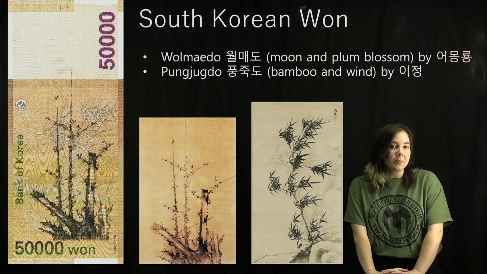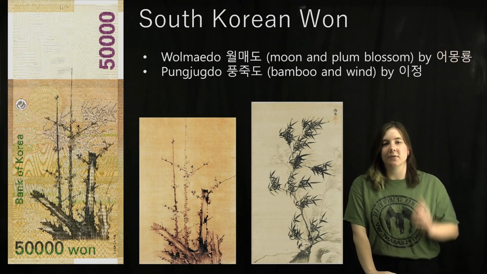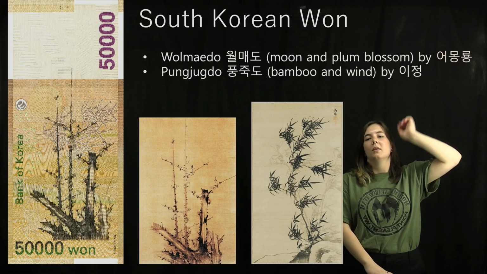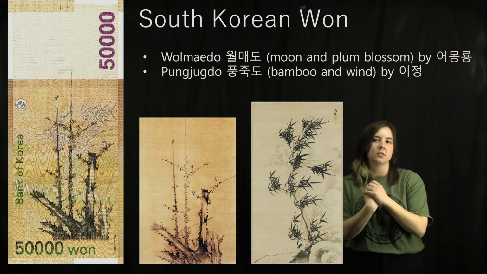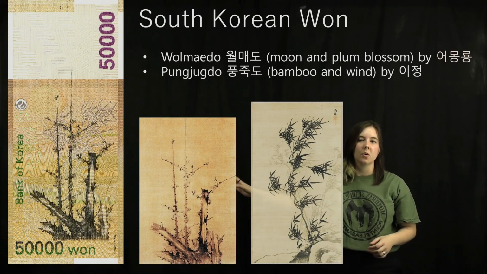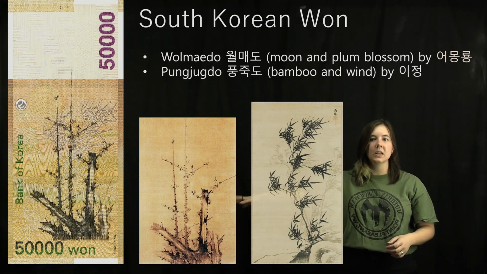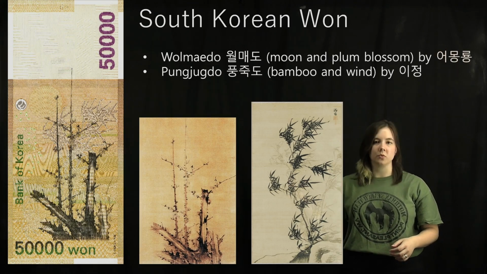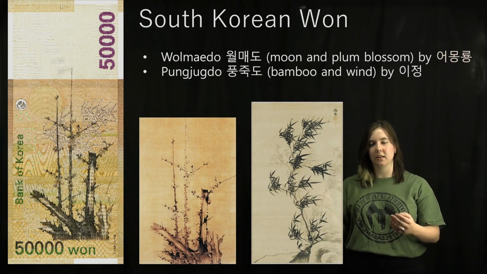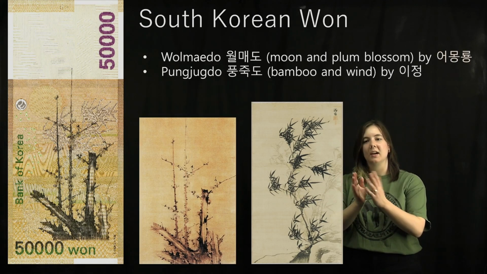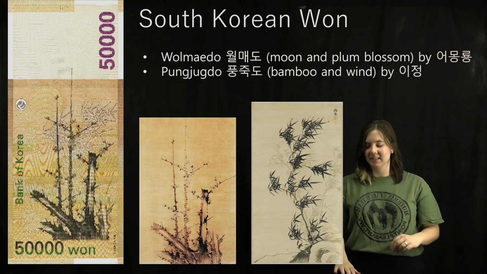These paintings are not by her. These are by two different artists, and they've kind of been overlaid with each other. So you have Wormedo, Moon and Plum Blossom. You also have Pungjukdo, Bamboo and Wind. They've been overlaid and turned horizontally.